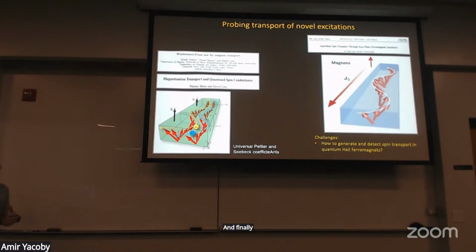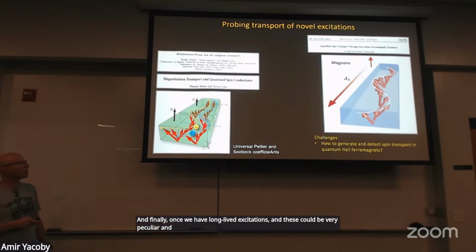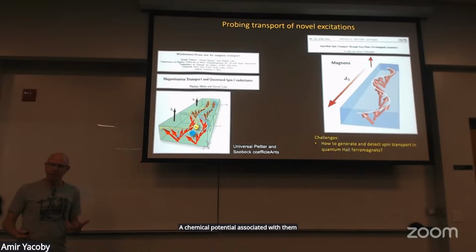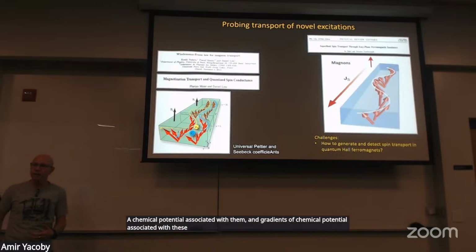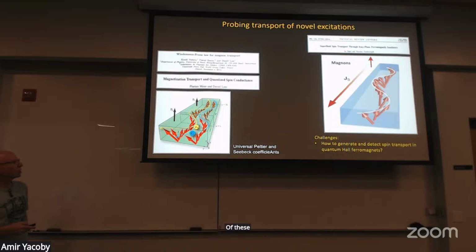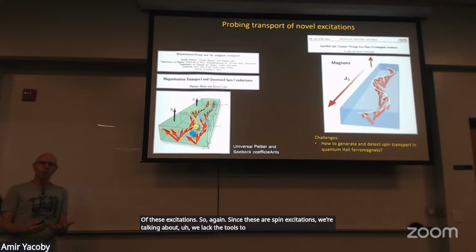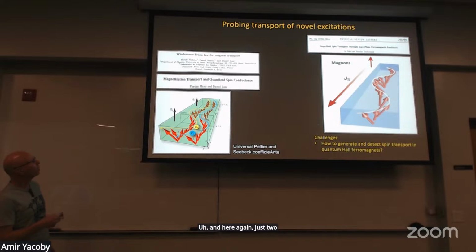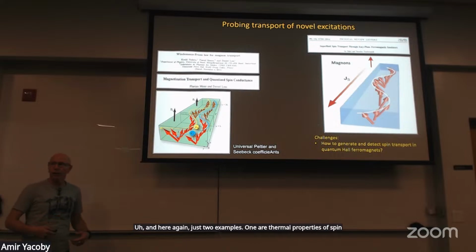And finally, once we have long-lived excitations, and these could be very peculiar and bizarre excitations, as I described before, but if they're long-lived, one can describe a chemical potential associated with them and gradients of chemical potential associated with these excitations, and then the transport of these excitations. So again, since these are spin excitations we're talking about, we lack the tools to perform full transport characterization of these spin excitations, again, because they're decoupled from charge. And here again, just two examples. One is thermal properties of spin excitations. So now they're carrying heat.